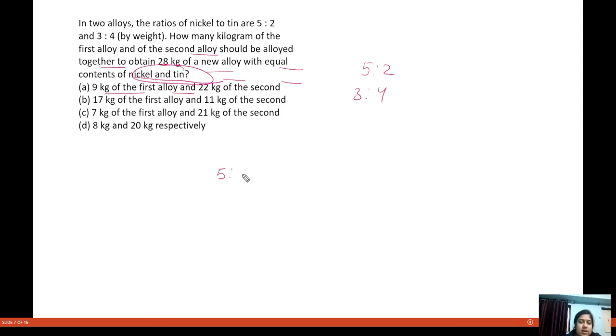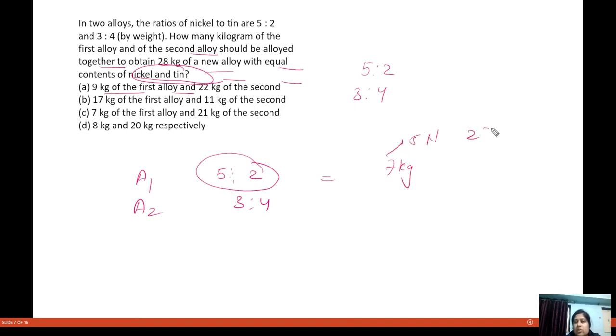So you are given two alloys, the first having 5 is to 2 ratio, and the second alloy having 3 is to 4 ratio. Now this 5 is to 2 ratio means in 7 kgs you have 5 kg nickel and 2 kg tin. Similarly, here in 7 kg you are having 3 kg nickel and 4 kg tin.